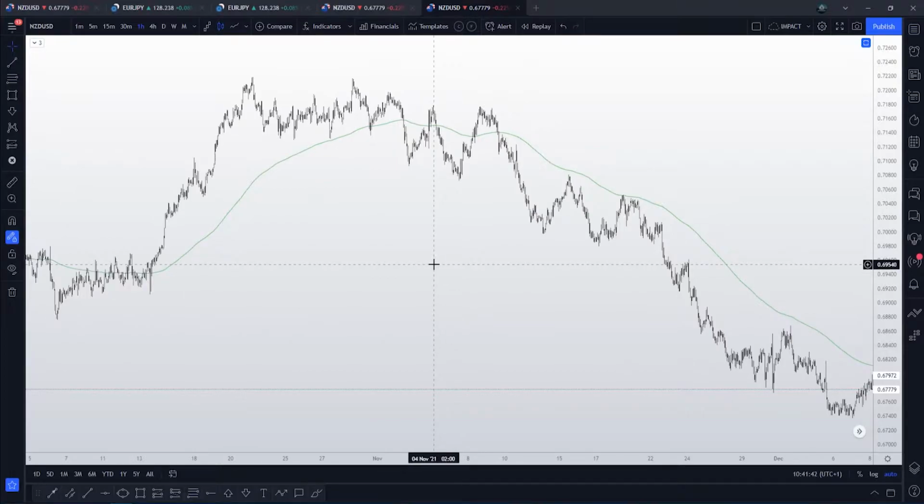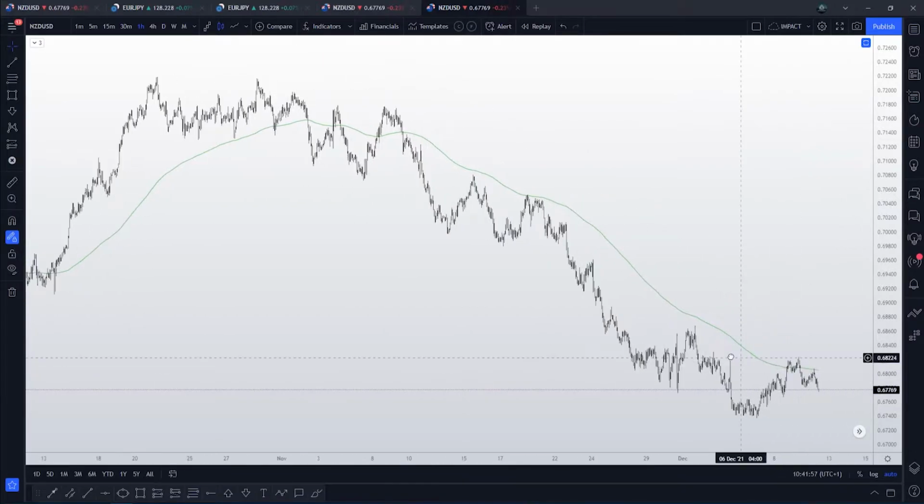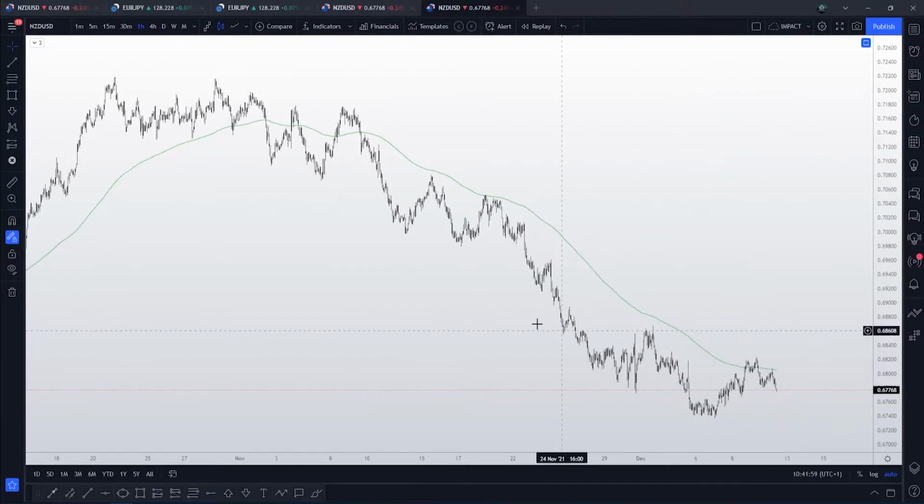So what is important for the 200 EMA? If price is above the 200 EMA, we can say that we are in an uptrend, and so we are looking for buys. If price is below the 200 EMA, we can say that we're in a downtrend, and so we're looking for sell opportunities. Sticking to this rule will reduce your losses.